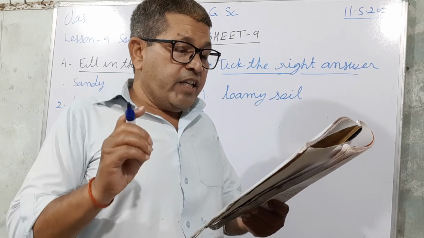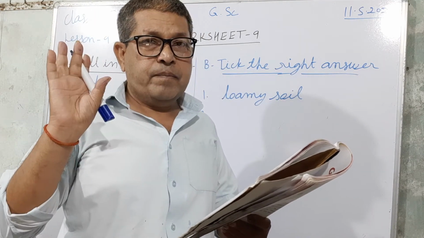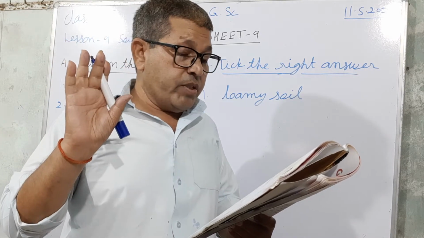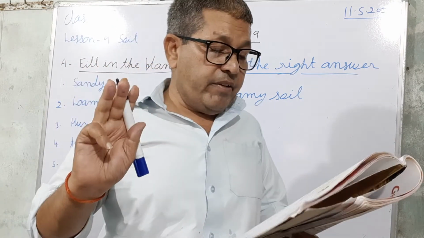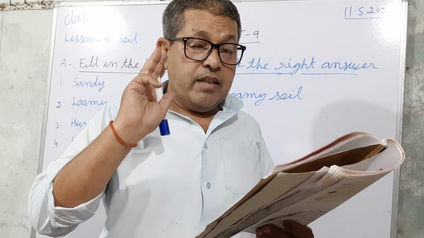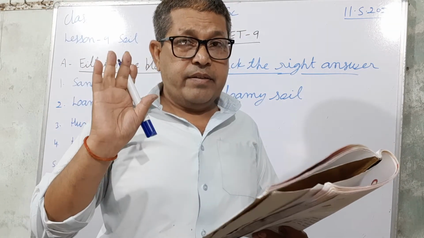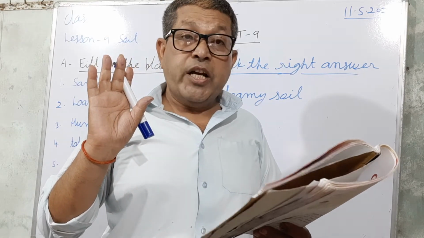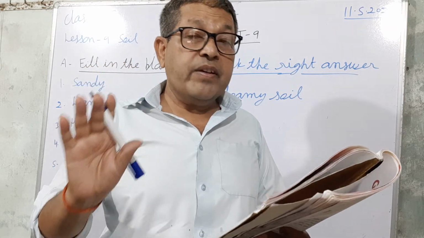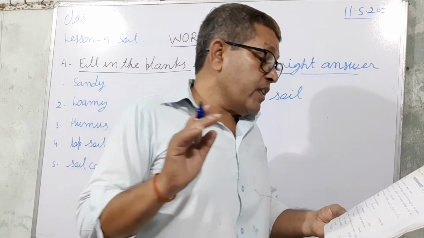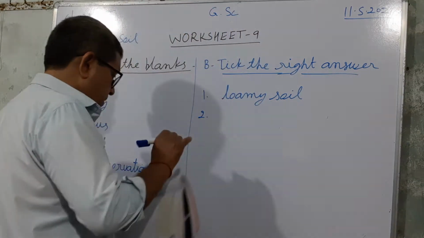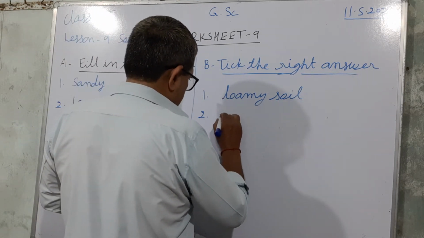Now second, soil is formed by the breaking of. Three options are given: rocks, minerals and sand. As you know, soil is formed by the weathering of rocks. Weathering means breaking of rocks. So rocks is the correct option. Second, rocks.